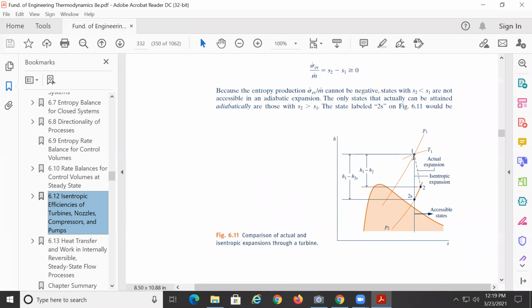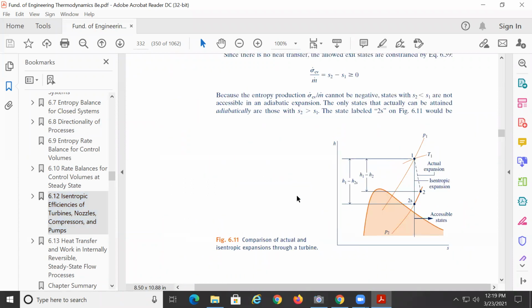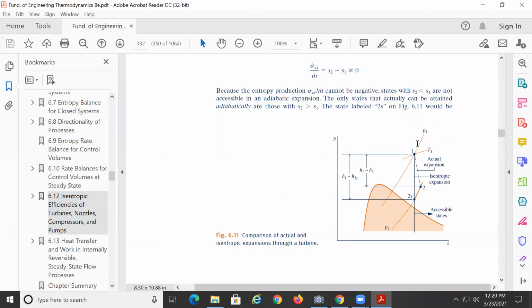H1, you go H1 minus H2 because H1 will be higher, so you want a positive value. H1 minus H2 divided by H1 minus H2S, no? Yeah? And basically that will be the efficiency of the turbine. So again, this is for the turbine. What is the turbine? You go from high pressure to low pressure, no?